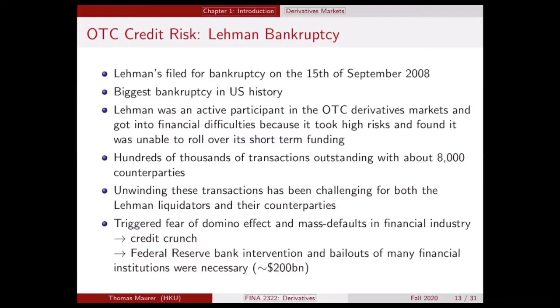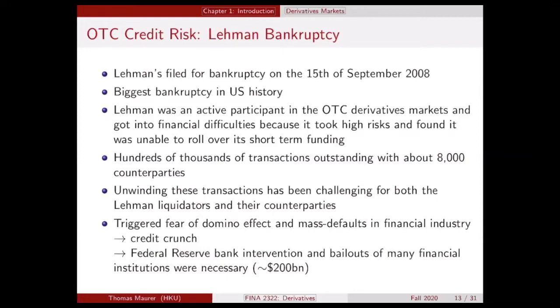So no one lending to each other anymore and no one lending to the real economy anymore meant also, of course, that the economy slipped into a very deep recession. Now, what was the way out of this? Well, if you don't want to end up with a big depression like in the 1930s, you needed some big intervention by the Federal Reserve Bank and other central banks around the world.